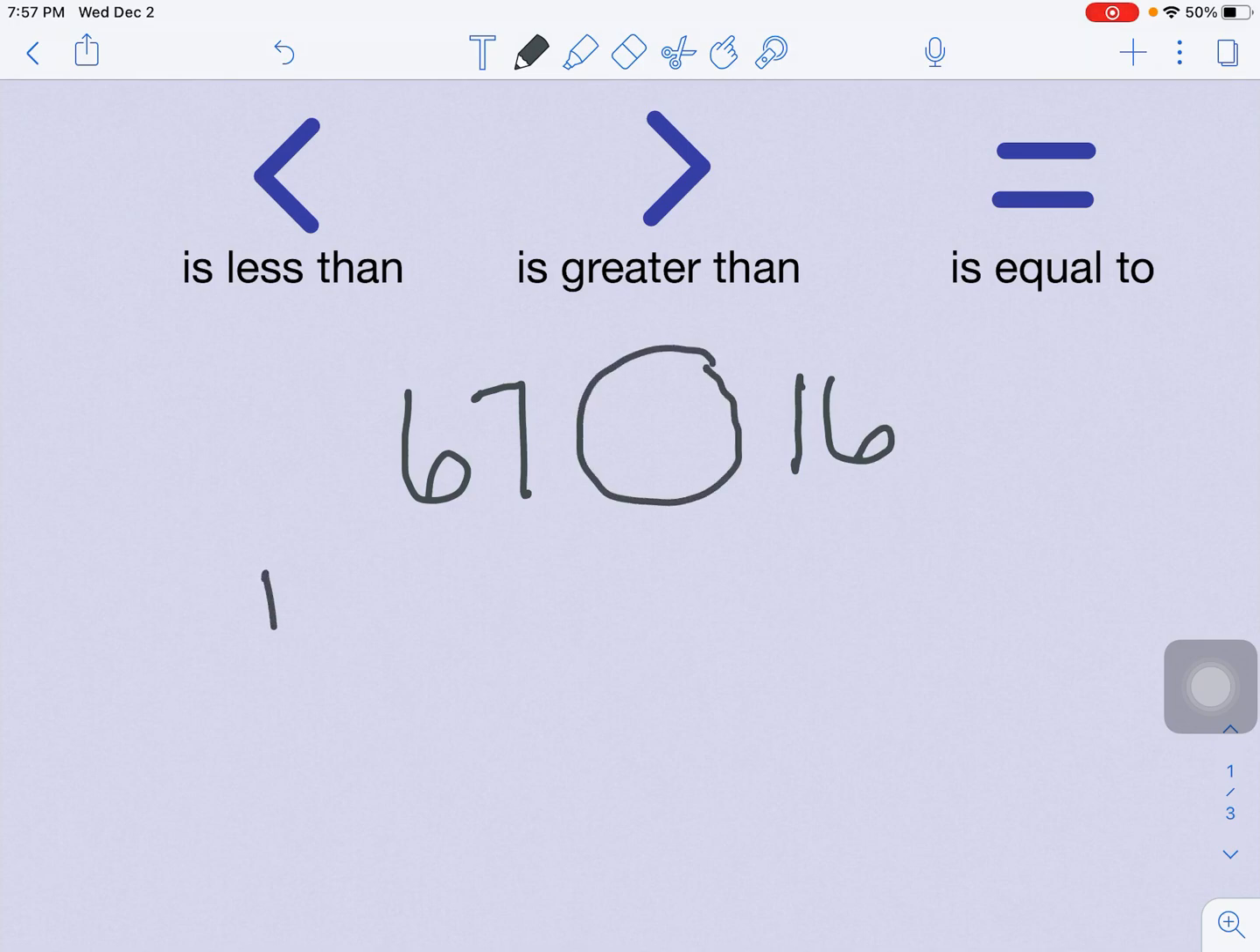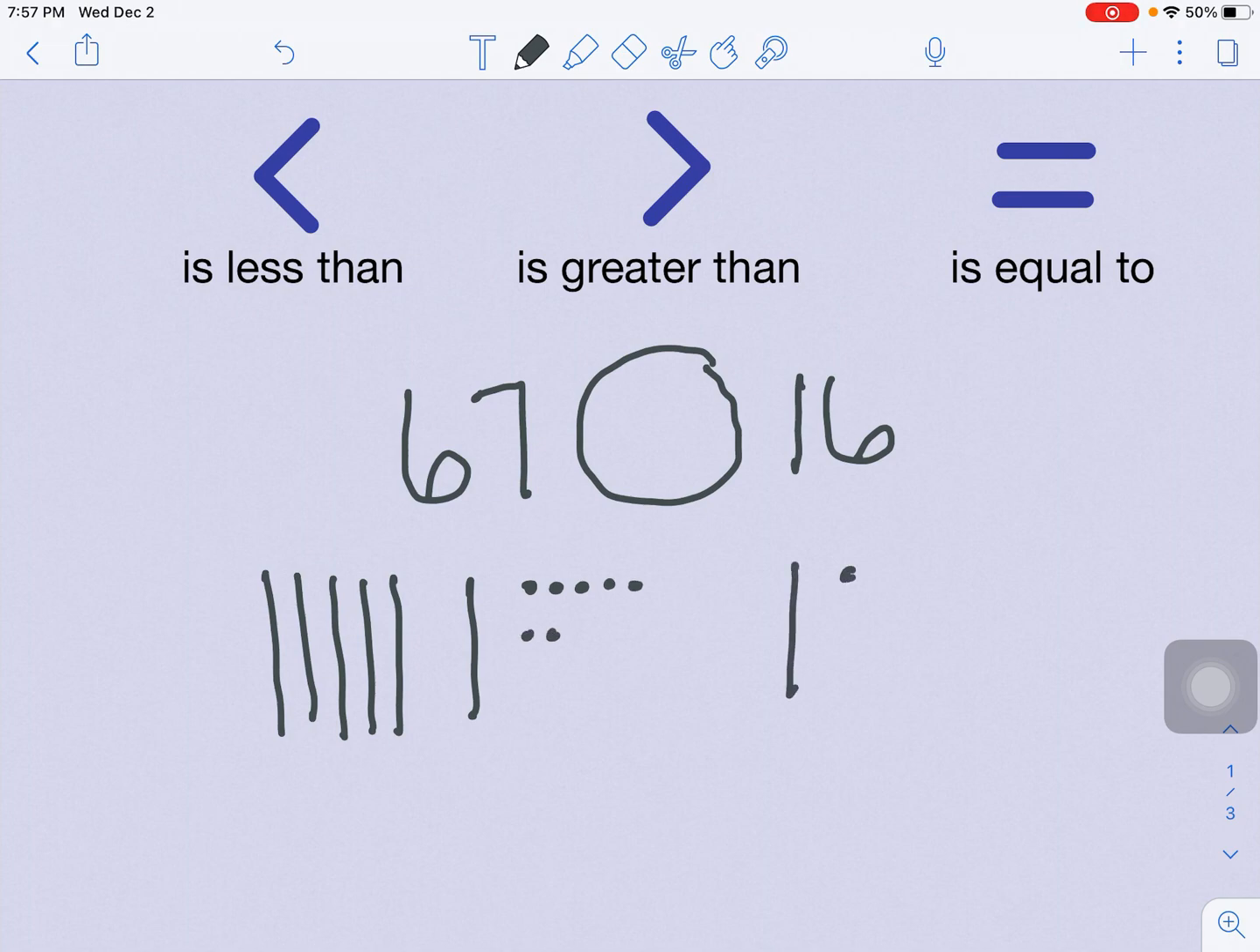I'm going to go ahead and draw this one out. 10, 20, 30, 40, 50, 60. 1, 2, 3, 4, 5, 6, and 7. And then 16. 1, 10, 11, 12, 13, 14, 15, and 16. Oh, that's really easy to see. There are 6 tens in 67 and only 1 ten in 16. So 67 is greater than 16.